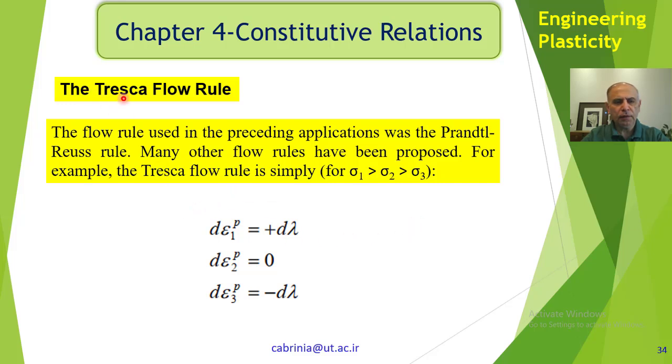Another one is the Tresca flow rule, which is very simple. If sigma 1 is greater than sigma 2 and sigma 3, then the plastic strain epsilon 1 p is d lambda, epsilon 3 p is minus d lambda, and epsilon 2 is 0. So that is another flow rule, which is for a plane strain case.